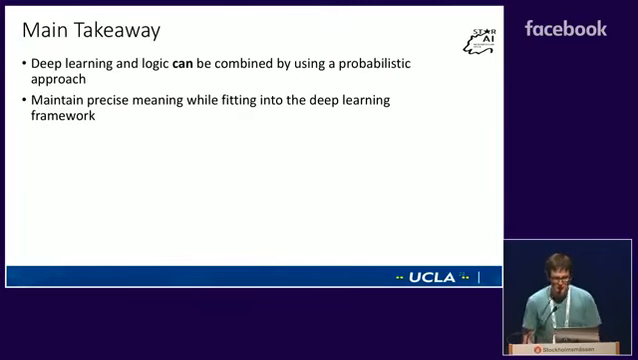Okay, so to conclude, if you take away one thing from this talk, I want it to be that you can combine deep learning and logic using a probabilistic semantics. It's not this impenetrable wall. And you can do this all while maintaining the precise meaning of the logic, and while also fitting right into the deep learning framework and thus getting the best of both worlds.